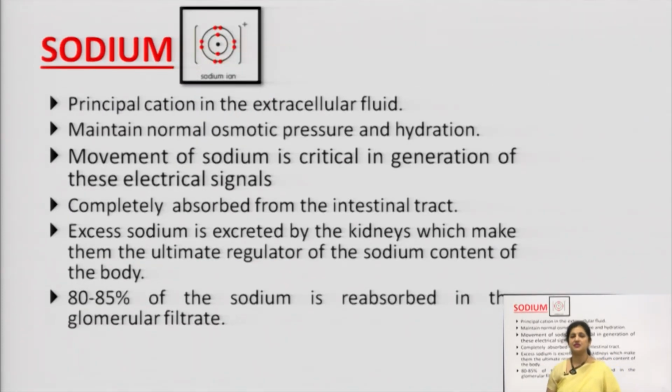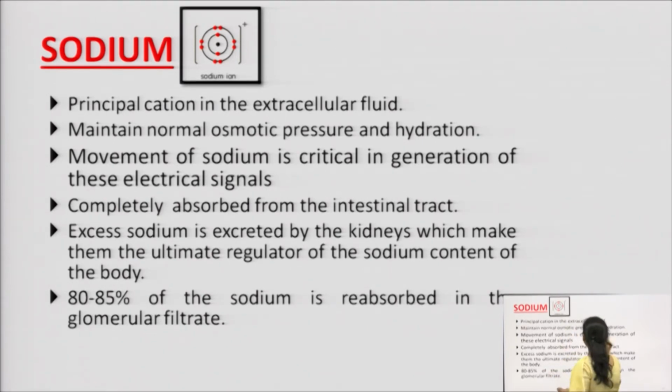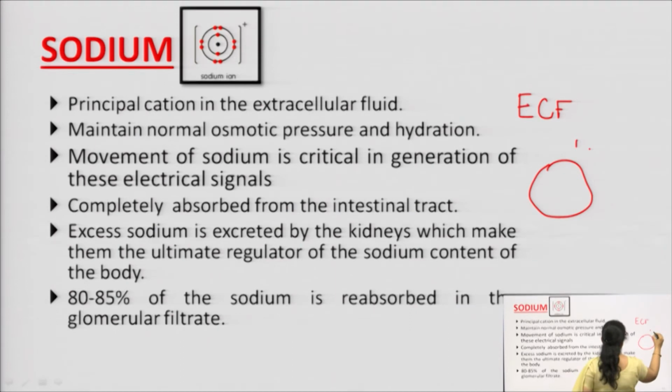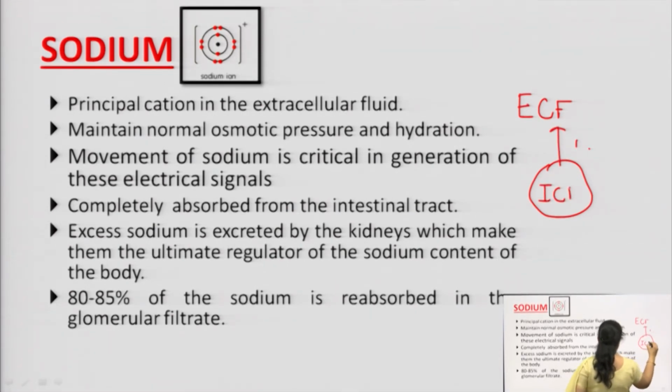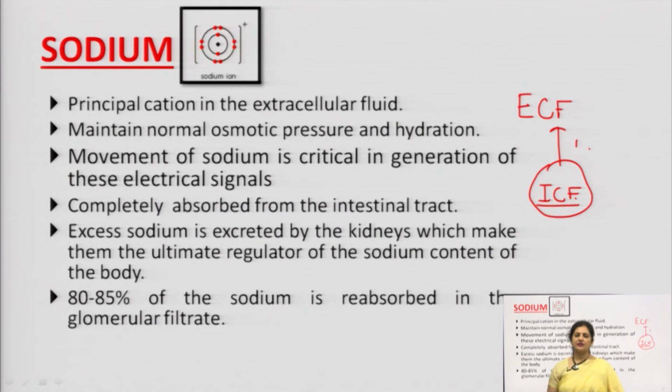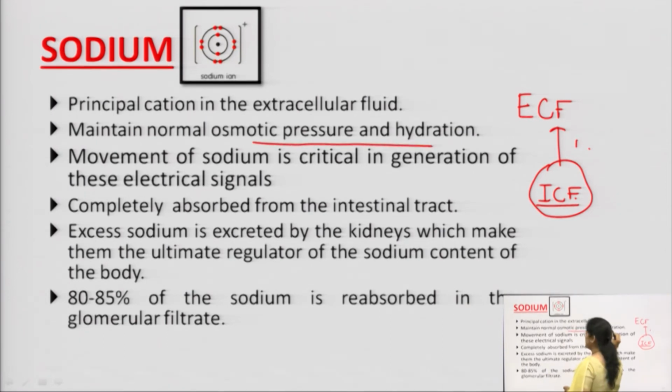First, which we are going to study is the sodium ion or the cation. This is the principal cation in extracellular fluid. We know this is a cell. Now, the content which is outside the cell, this is ECF, extracellular fluid, and the content which is inside the cell, that is intracellular fluid, right. Now, the sodium ion or cation is responsible to maintain osmotic pressure as well as hydration.